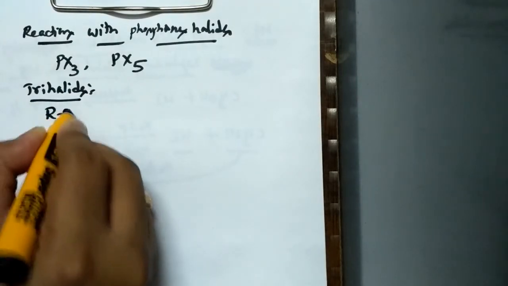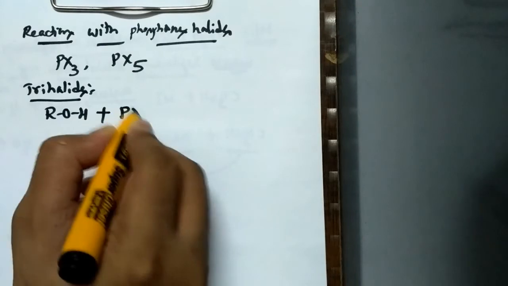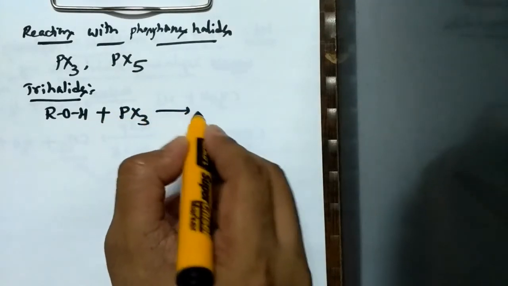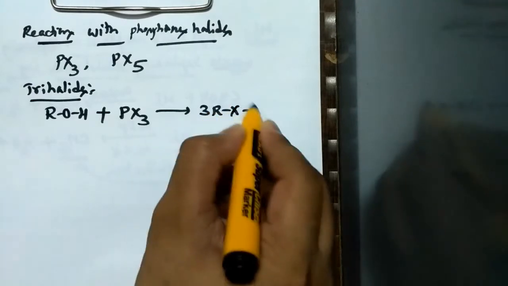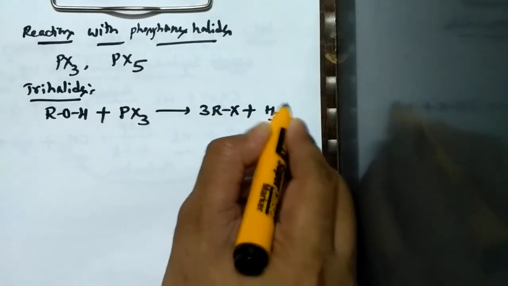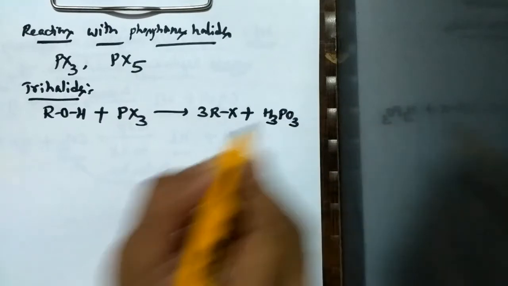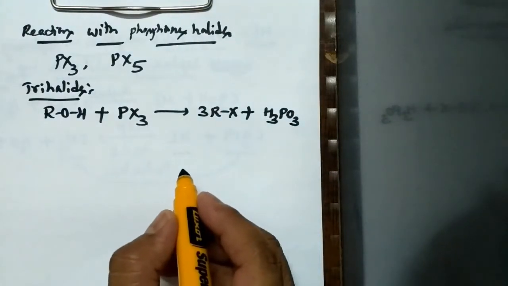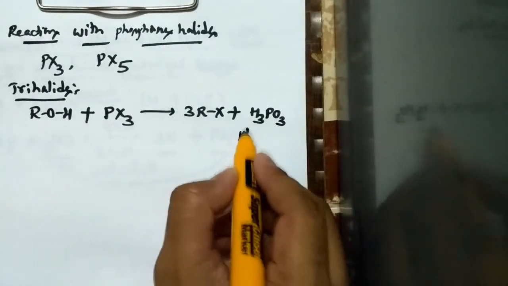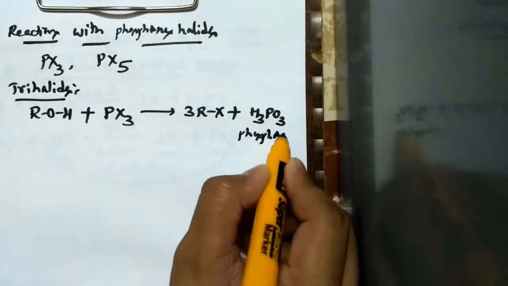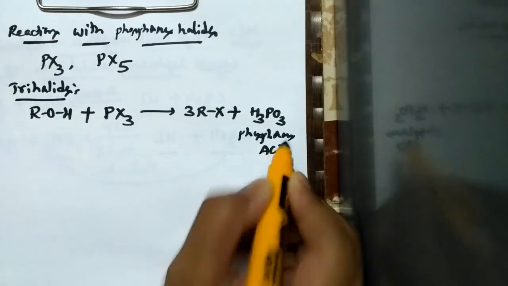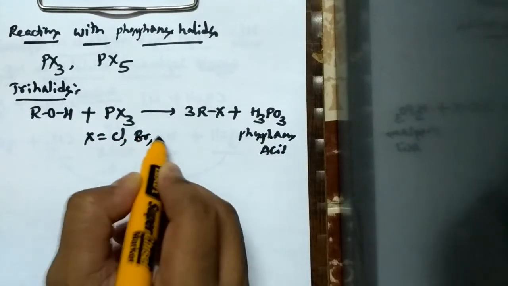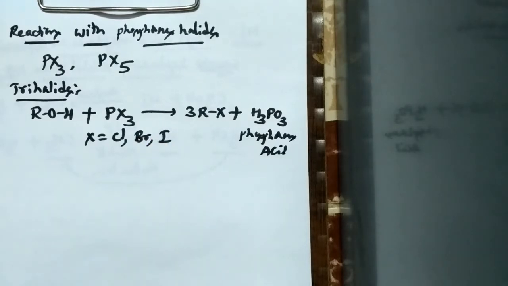When an alcohol is made to react with phosphorus trihalides, we always get alkyl halide along with the formation of H3PO3, because this we have already discussed with haloalkanes as well as haloarenes. So this is called what? Phosphorus acid. Here the halogen can be either chloro, or bromo, or iodo.